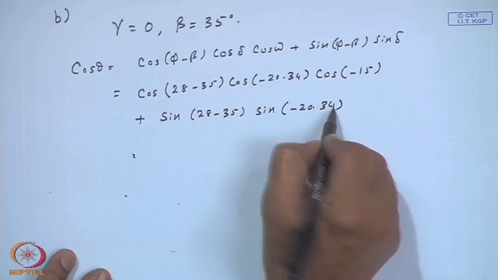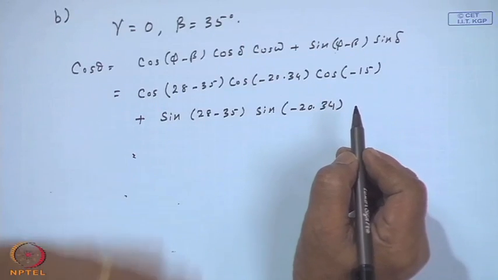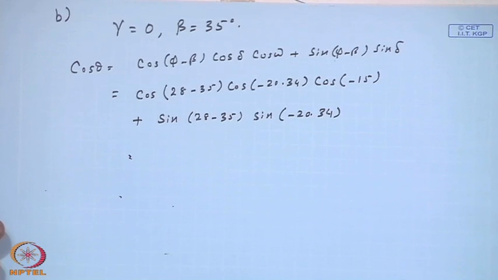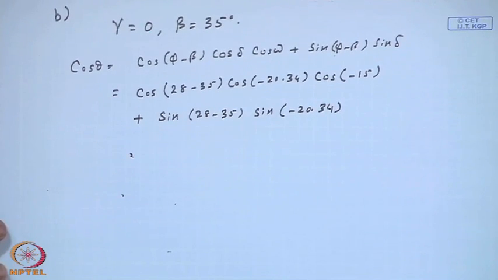Also, I can finish my writing. So, cos(phi minus beta) cos delta cos omega plus sin(phi minus beta) sin delta will be cos of latitude 28 degrees, slope 35 degrees, times the declination minus 20.34, cosine of, and then the cos omega is minus 15, plus sin(phi minus beta) and then sin delta.